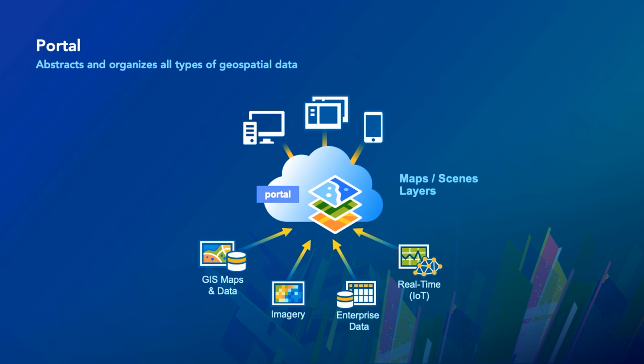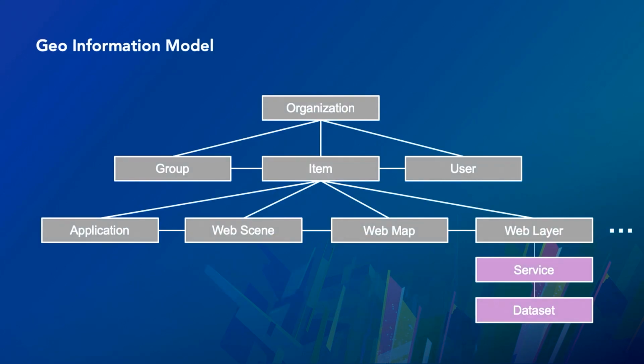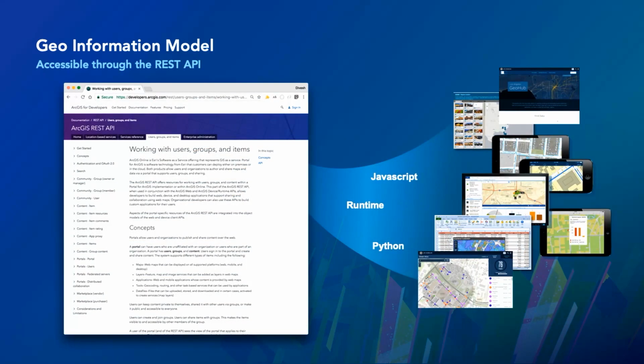Like I said before, a portal's a central repository for all kinds of information, be it maps or layers or real-time data, raster imagery, or enterprise data. And the way the portal does that is through a very logical geo information model. At the top of it is the organization, which represents the portal. And then that organization has users. Those users create items which represent those GIS assets. And those items can be kept private for a user, or they can be shared to groups where other users can collaborate with those items. And there are different types of items, whether they're a map or a scene or a layer or an application. So that's the basic model.